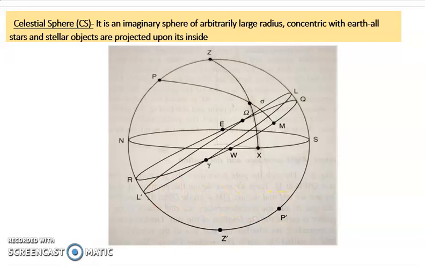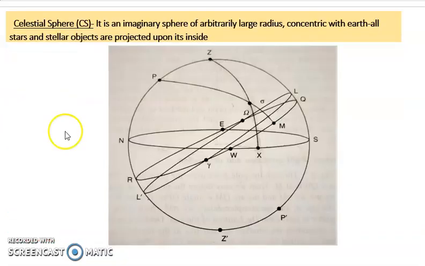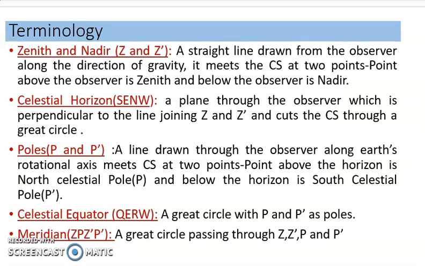And if we draw a great circle perpendicular to the line joining P and P dash, that great circle is called the celestial equator. A great circle with P and P dash as the 2 poles, QERW. And another great circle here we can see is the circle connecting zenith, north pole, nadir and south pole. This great circle is called the meridian. Meridian is Z, P, Z dash, P dash.